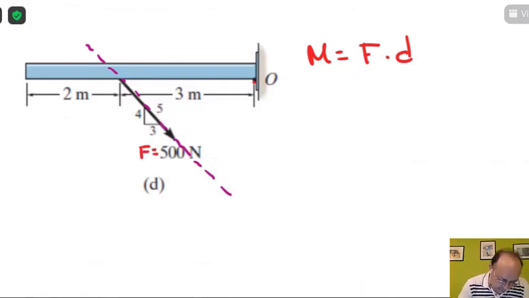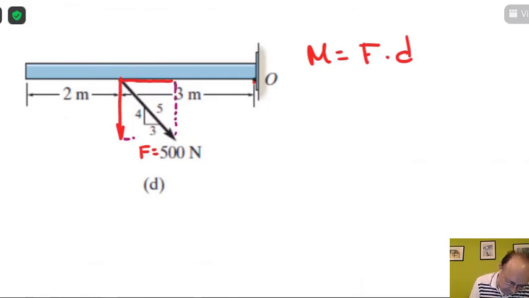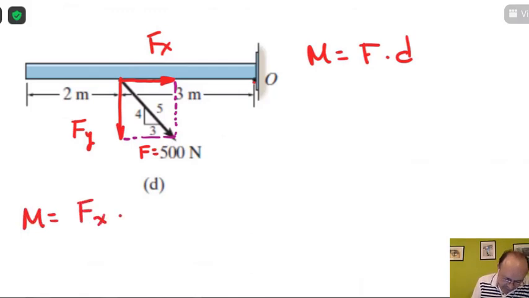If we get this force, let's get rid of the line of action. If we get the components of this force in the y direction and in the x direction like this, so we have this component in the x and this component in the y direction. We can call this one Fx and this one Fy. We can find the moment of the force F as the summation of the moments of the two components.